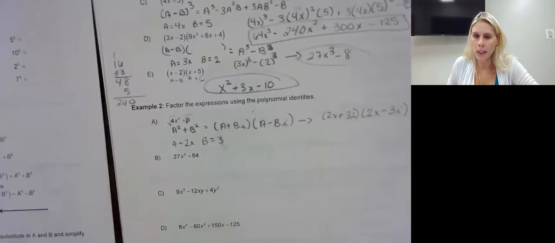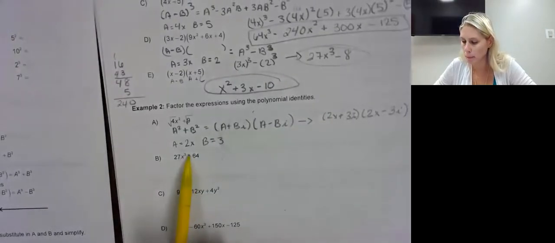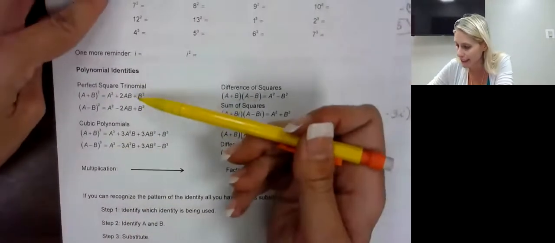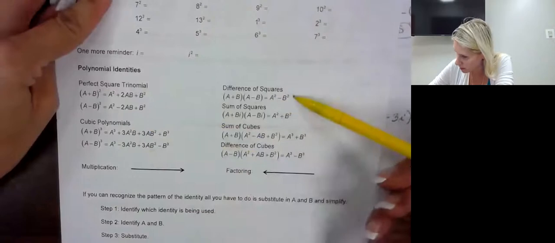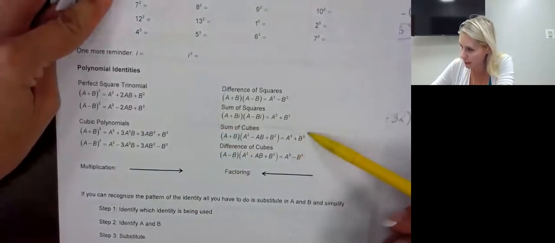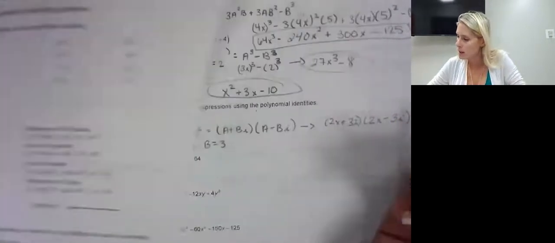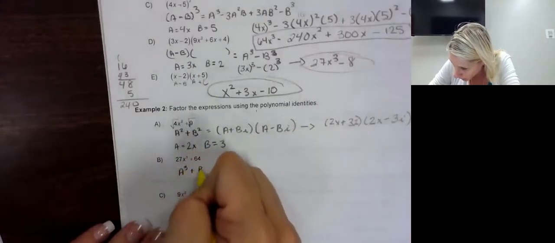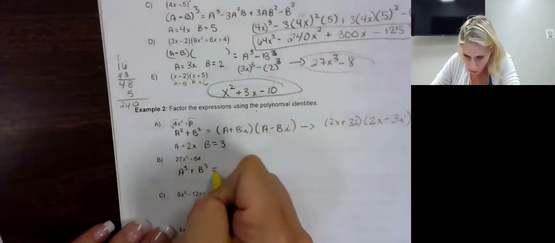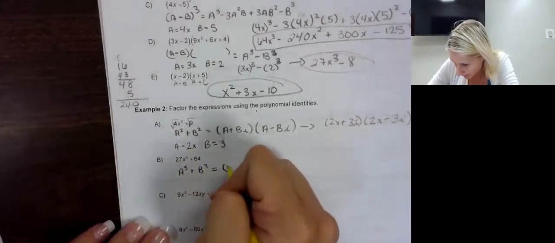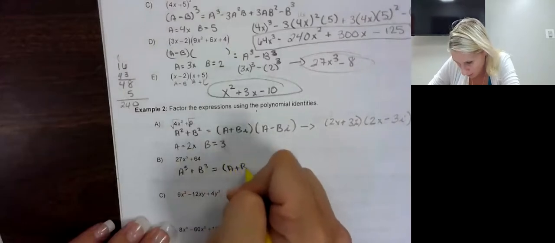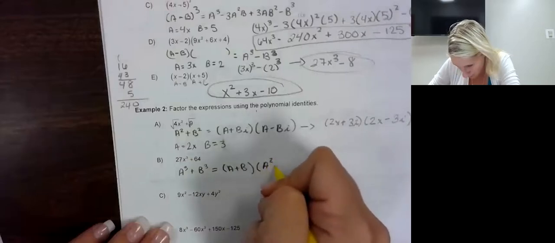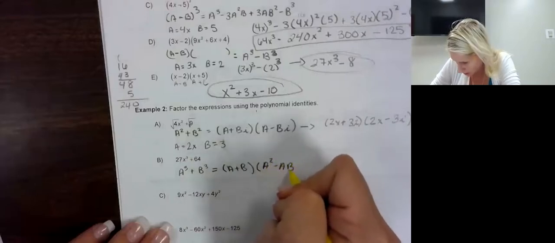All right, for B here, I have an A plus B. Now remember it's cubic, so A plus B. Again, I'm factoring, so I'm going to look at the right side. There's an A cubed plus B cubed right there. So A cubed plus B cubed. And what we should end up at the very end is A plus B times A squared minus AB plus B squared.